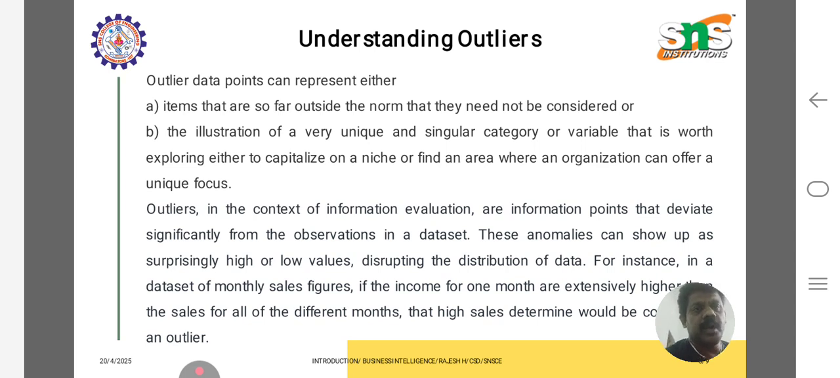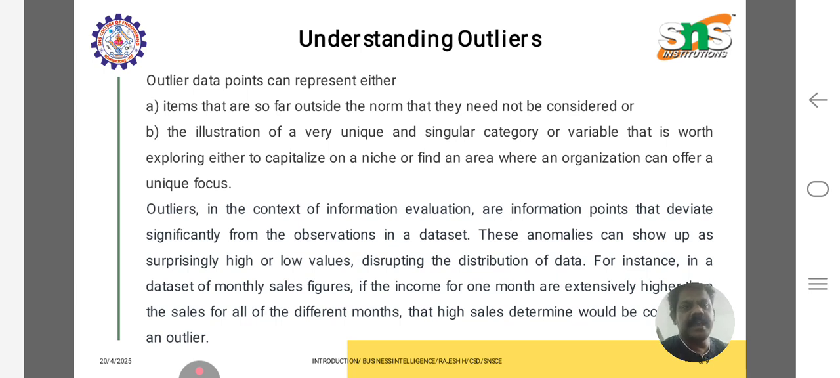The common understanding of outliers is that outlier data points can represent either items that are so far outside the norm that they need not be considered, or the illustration of a very unique and singular category or variable that it is worth exploring, either to capitalize on a niche or find an area where an organization can offer a unique focus. Outliers in the context of data evaluation are data points that deviate significantly from the observations in a data set. These anomalies can show up as surprisingly high or low values, disrupting the distribution of data.